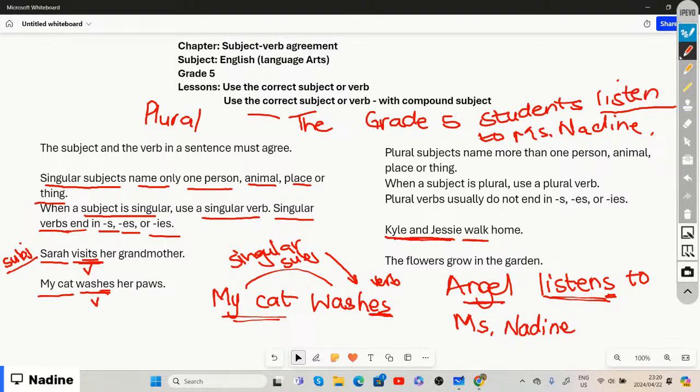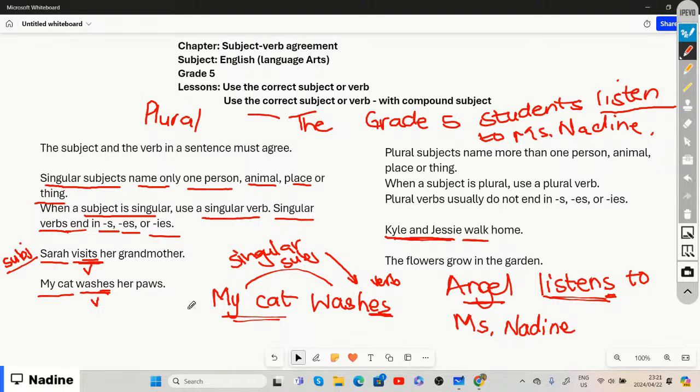Remember, if we say listen, only listen without the S, then it is plural, a plural verb. But as soon as we say listens, then it's a singular verb, because we are referring to one person doing that action. They listen, or he or she listens, right? So that is basically our subject verb agreement.